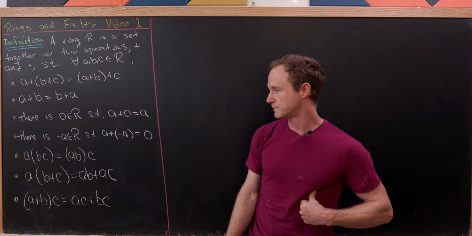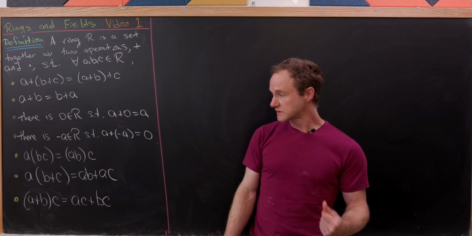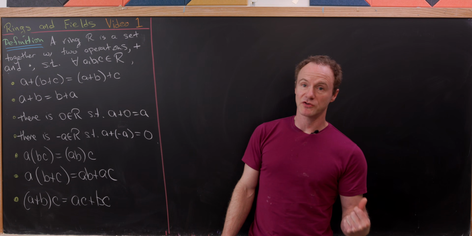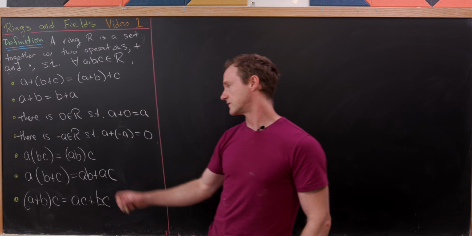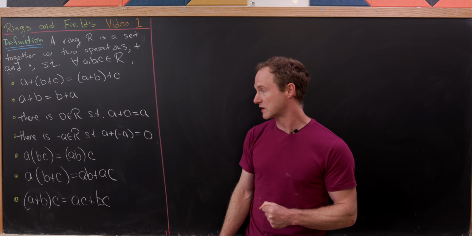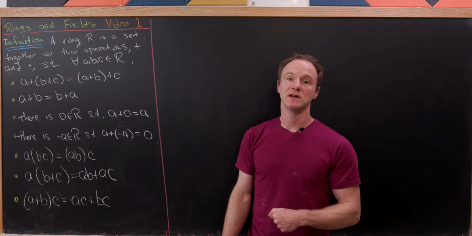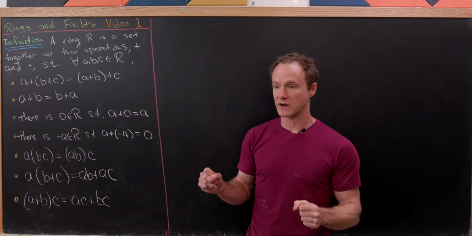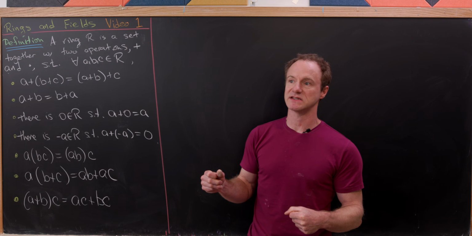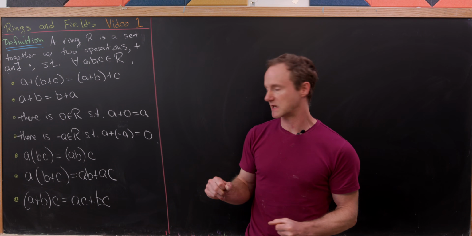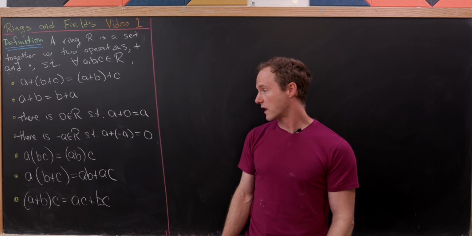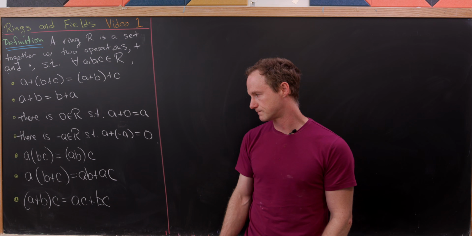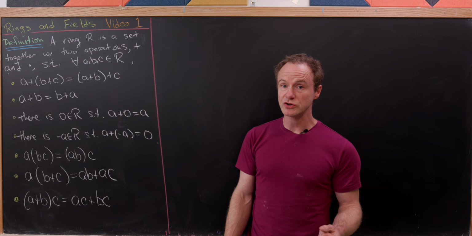Then we also have the property that multiplication is associative. So A times (B times C) is equal to (AB) times C. Let's observe we are not requiring a multiplicative identity, based off of our first kind of odd example. We're also not requiring multiplication to be commutative, based off of our matrix example. Then we've got two distributive rules.